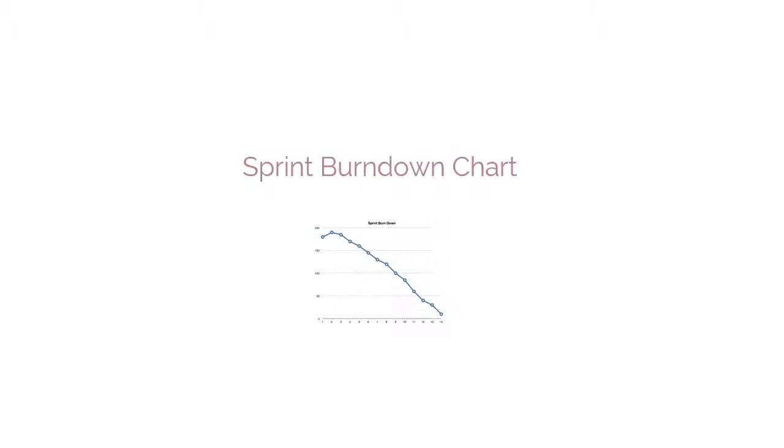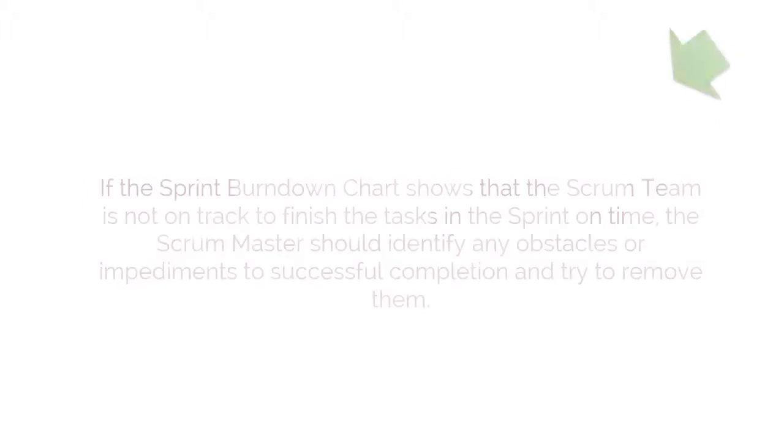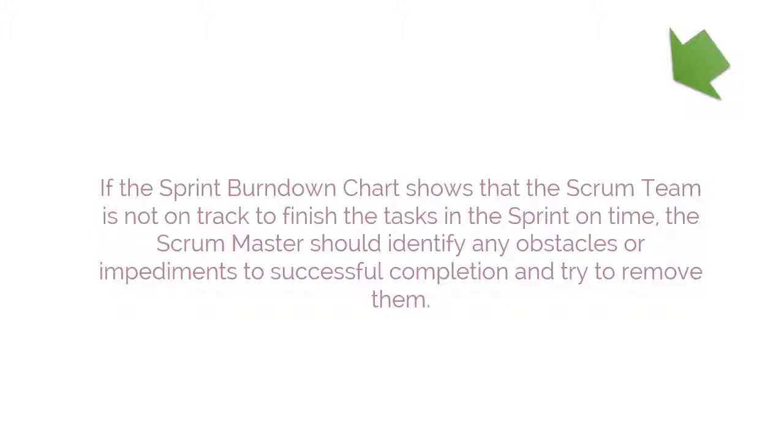Sprint Burndown Chart is a graph that depicts the amount of work remaining in the ongoing sprint. This chart shows the progress that has been made by the Scrum team and also allows for the detection of estimates that may have been incorrect. If the Sprint Burndown Chart shows that the Scrum team is not on track to finish the tasks in the sprint on time, the Scrum Master should identify any obstacles or impediments to successful completion and try to remove them.